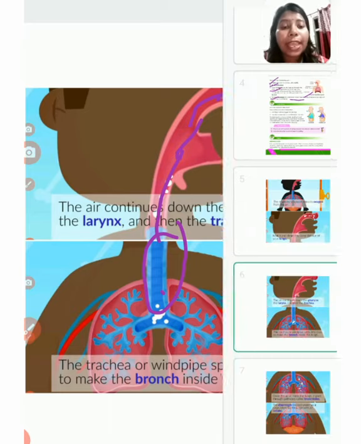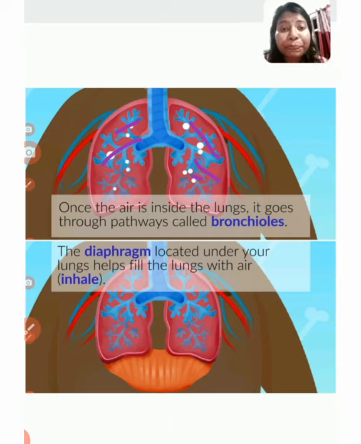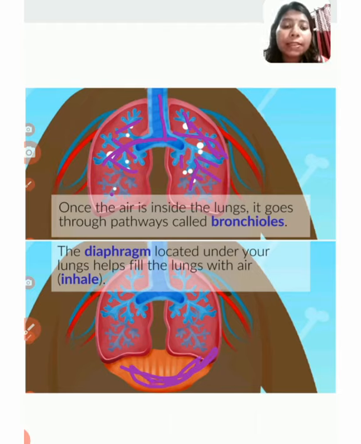Got it? Okay, now after reaching the trachea, the air is going to the lungs through bronchioles. These shapes you are seeing, this is called your bronchioles. It is reaching the lungs with the help of bronchioles. Just below the lungs, you see, this is the diaphragm.